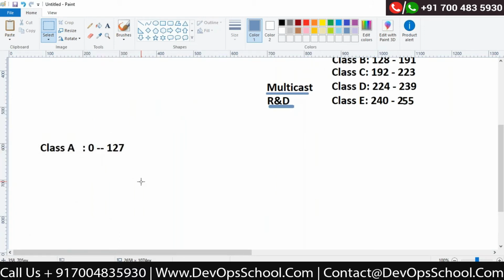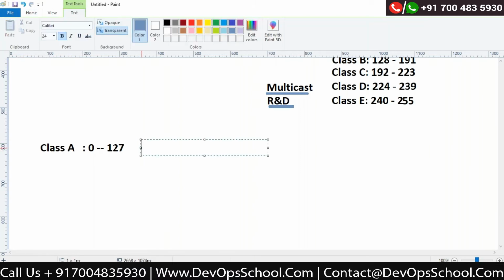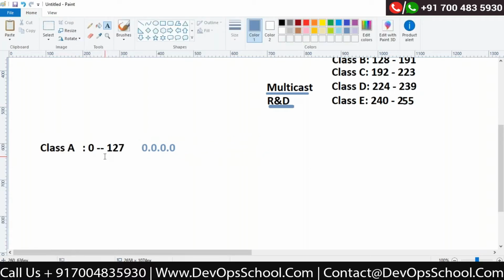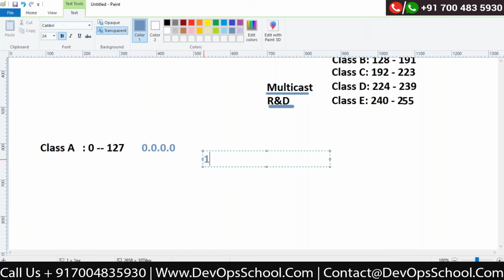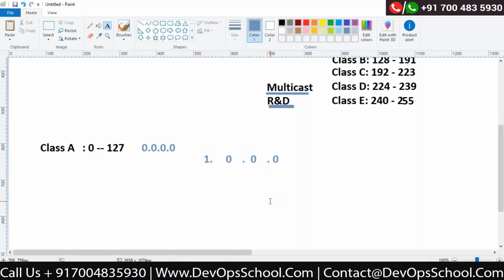A? Now, for example, in class A, the very first IP address would be starting with 0.0.0.0, which, as I said, is completely invalid. This is the first IP address of this particular range, correct? Now, as per this particular class, every IP address, for example, I will take the IP address 1.0.0.0. As per the range, this belongs to class A. Agree? Now, this is the first rule which is provided by ICANN.